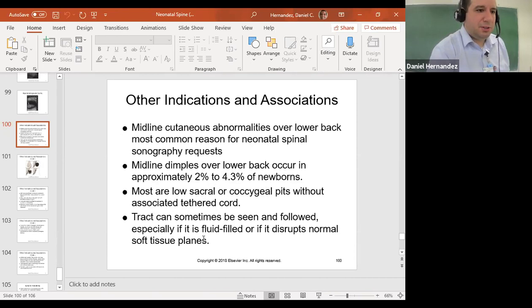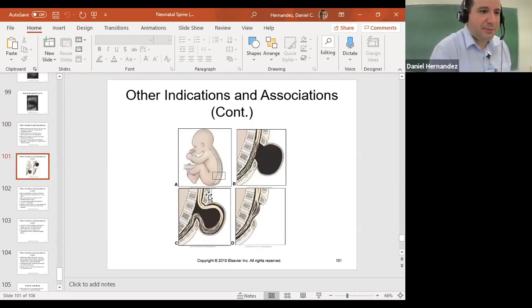You can also potentially have leakage of fluid through the dimple or midline pit that you see. That can also be alarming or a cause for examination, if there's any fluid leakage through that dimple. The track can be seen and followed, especially if it is fluid filled or if it disrupts normal soft tissue planes.